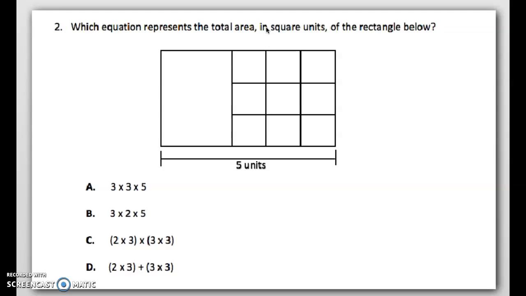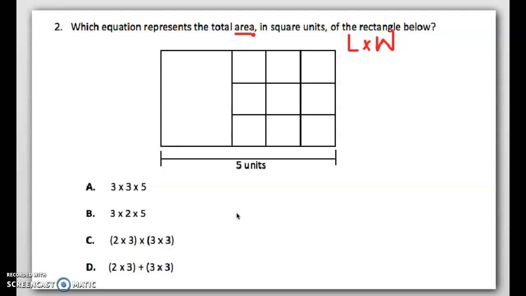Now, thinking back to Monday's problem, we know the formula for area would be length times width. Now, this rectangle is slightly different from Monday's rectangles because we have a missing part where we don't know how many square units are in here, which we will find out together.